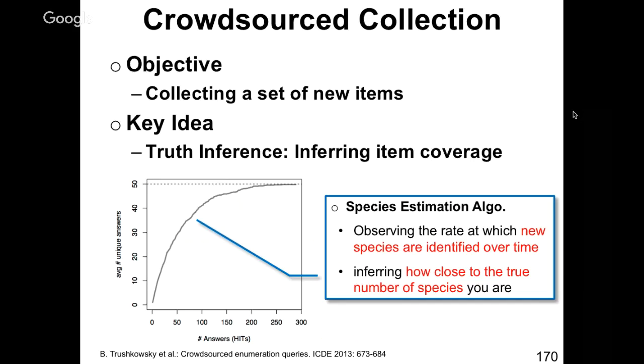The basic idea is if you have observed many new items in the beginning, that means we are far from completeness. But if we have observed a very limited number of new items, okay, we could have got them all, right? That could be some estimation algorithms from the statistics community.